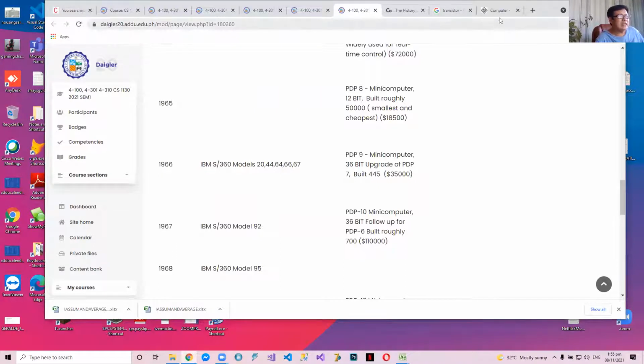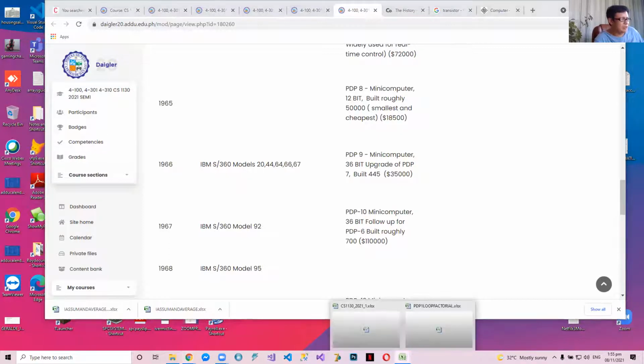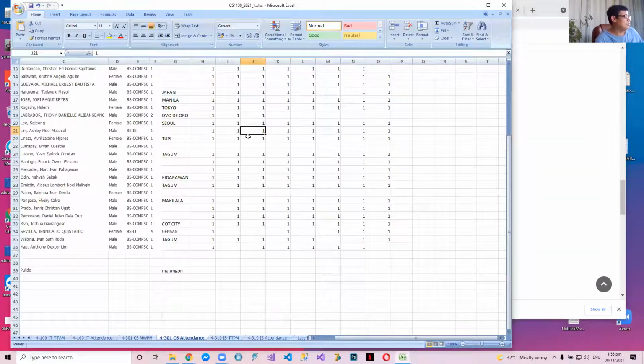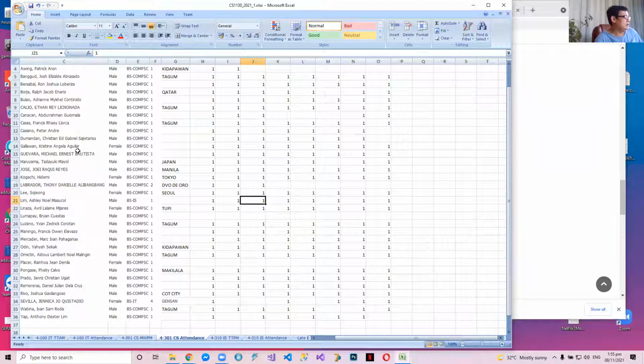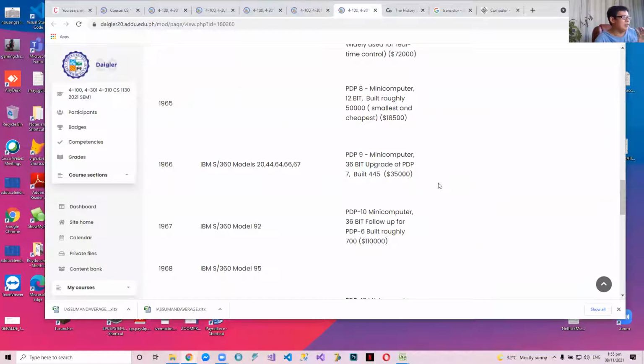Now, an IC, or integrated circuit, is a collection of transistors. You can build 100 to 1,000 transistors inside an IC. So it made the physical size of electronic devices much smaller than with the transistor.